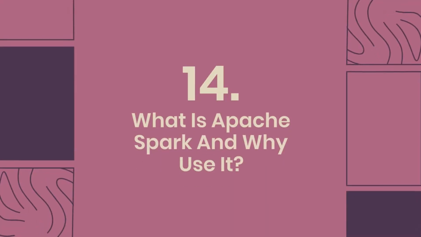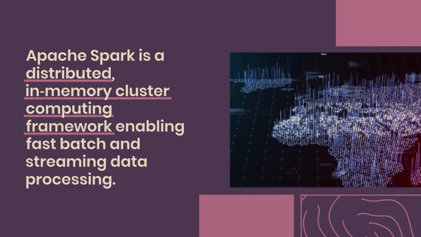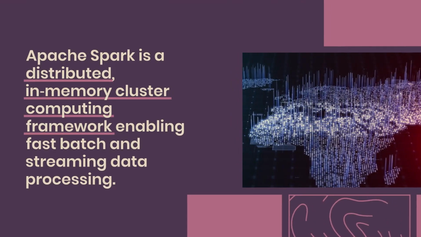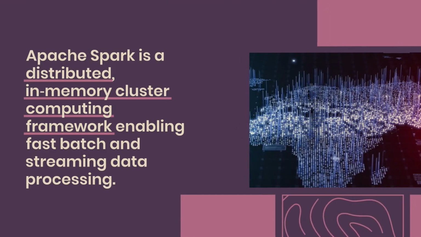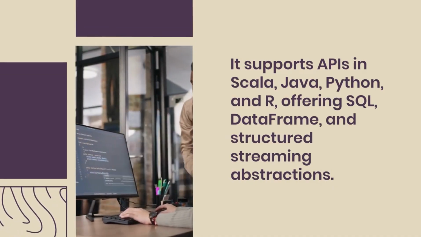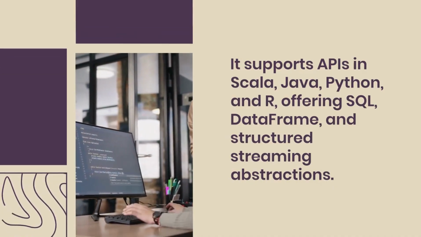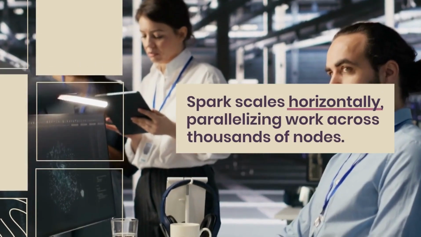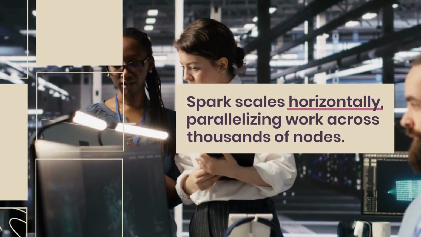14. What is Apache Spark and why use it? Apache Spark is a distributed, in-memory cluster computing framework enabling fast batch and streaming data processing. It supports APIs in Scala, Java, Python, and R, offering SQL, DataFrame, and structured streaming abstractions. Spark scales horizontally, parallelizing work across thousands of nodes.